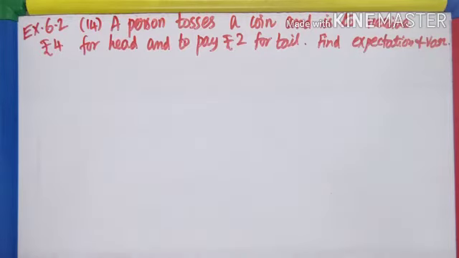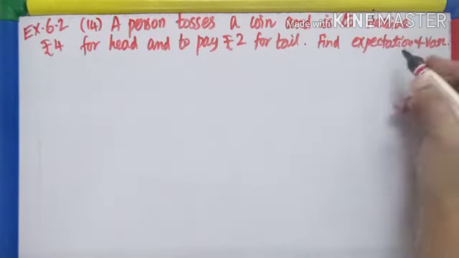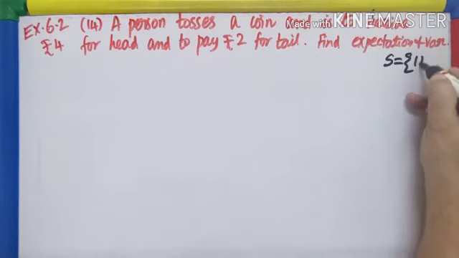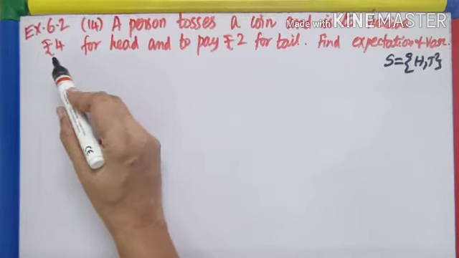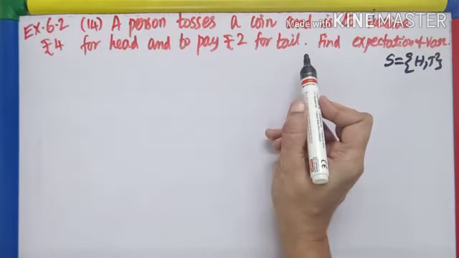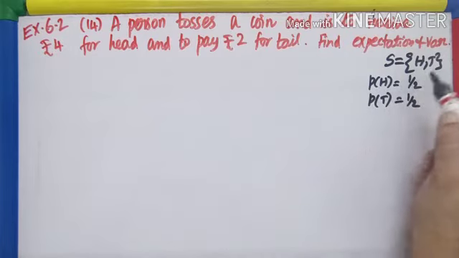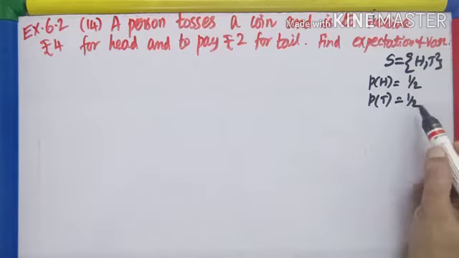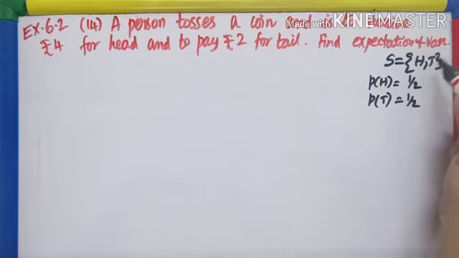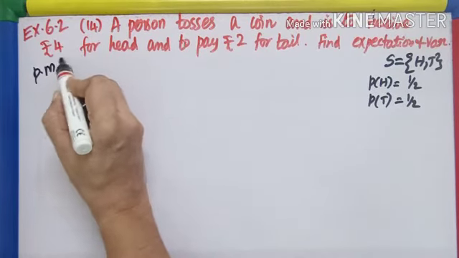Question number 14. A person tosses a coin. A coin has head and tail. So we will write S is equal to head comma tail. He is to receive 4 for head and 2 for tail. Let us remember, probability of head is 1 out of 2 and probability of tail is 1 out of 2. There are 2 faces in a coin. So let us create the p.m.f.